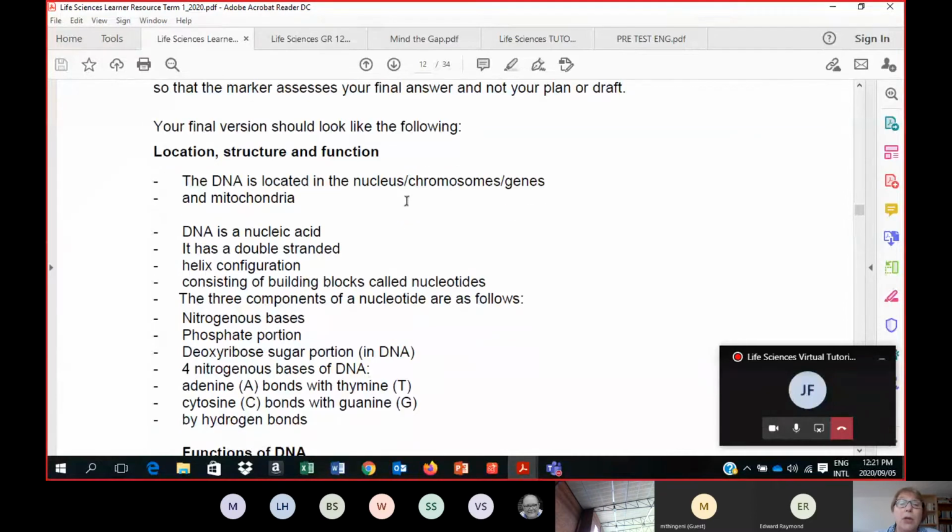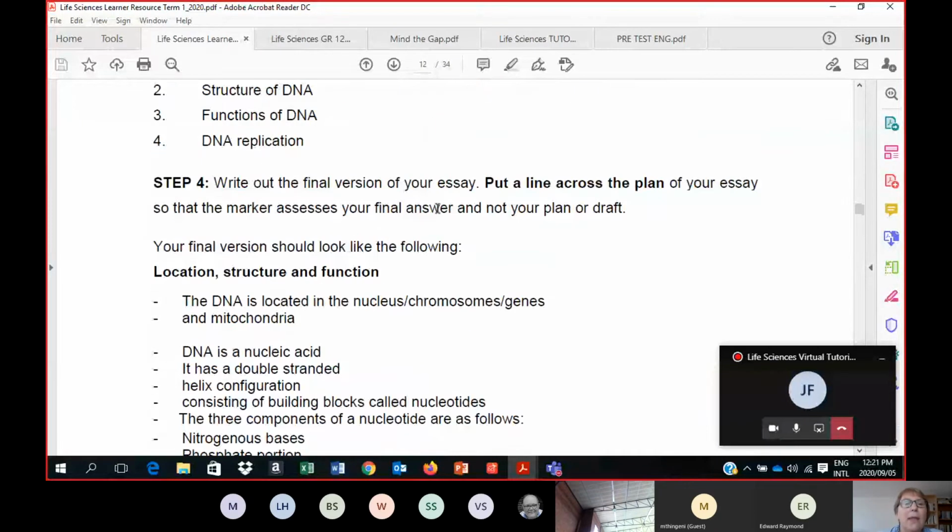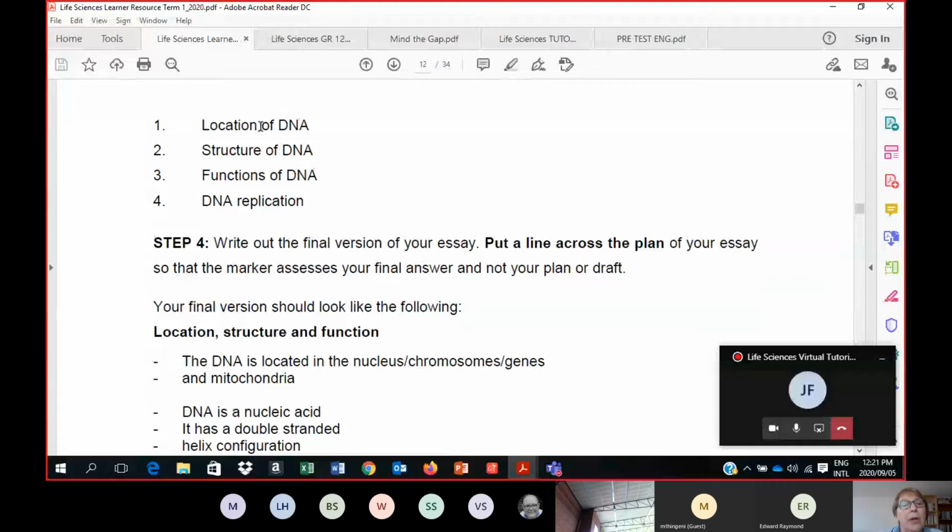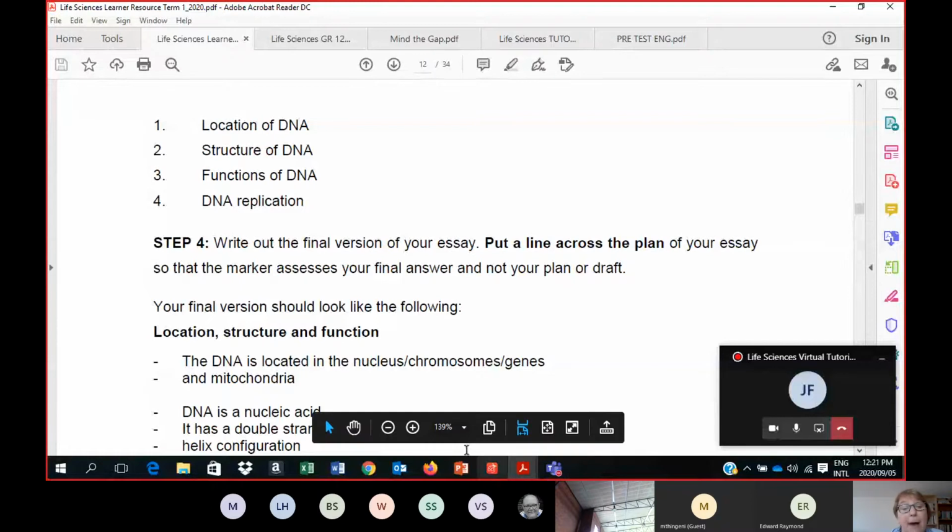All right, you're going to do it in separate paragraphs, and you're going to do it in a logical way. So you look at your question, and they first wanted to know about the location. So in your first paragraph, you're going to explain where DNA is found. It's found in the nucleus, or you could say in the chromosomes, and you also get mitochondrial DNA. So in my first paragraph, I've explained where it is.